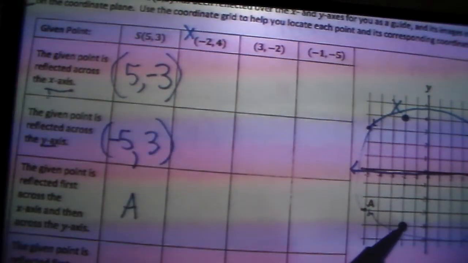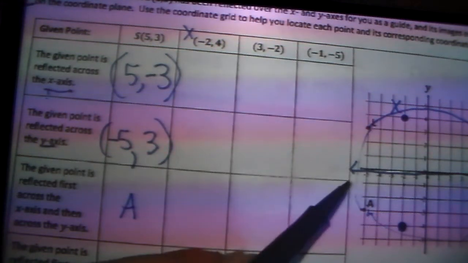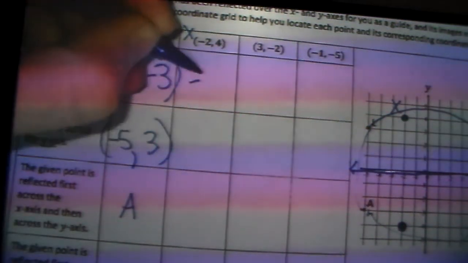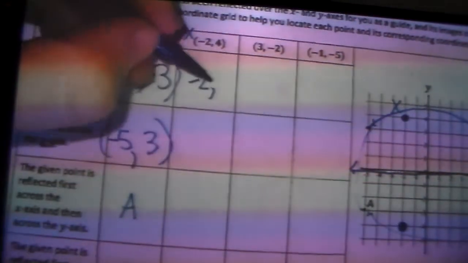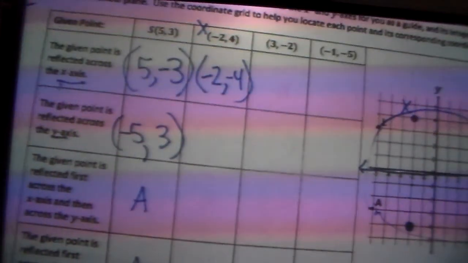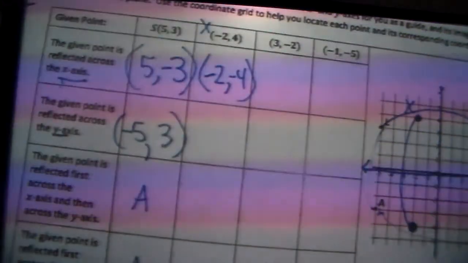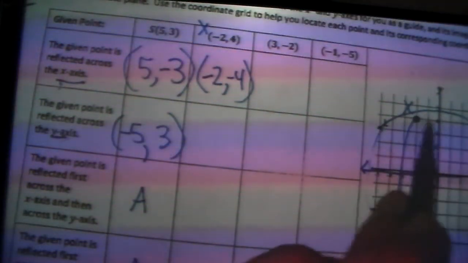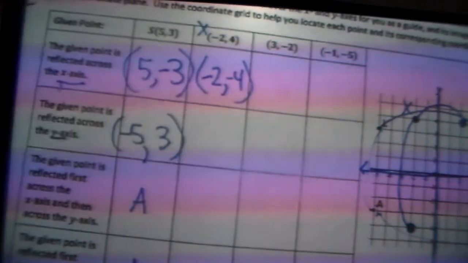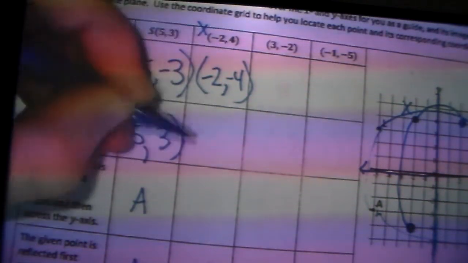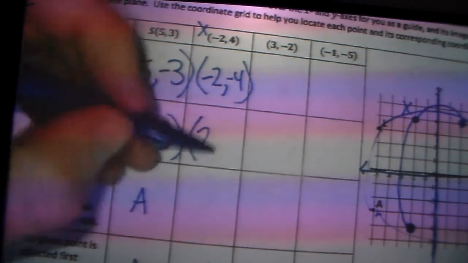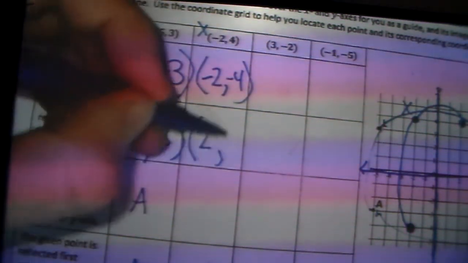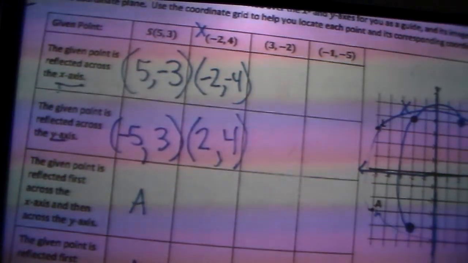So here's my first reflection across the x-axis. That looks like it's the point -2, comma, well now I'm not 4 above, I'm 4 below, so it's -4. What about the next one, the given point reflected across the y-axis? Here's my y-axis. I'm 2 away, so I go 2 more on the other side. There's my reflection across the y-axis. Now I'm 2 to the right, so it's positive, but I am still 4 high, so I say 2, 4.